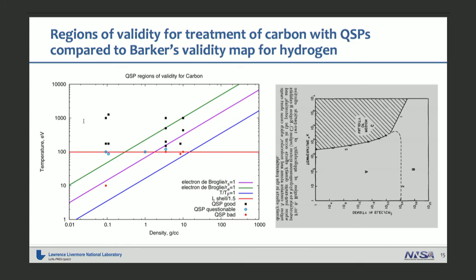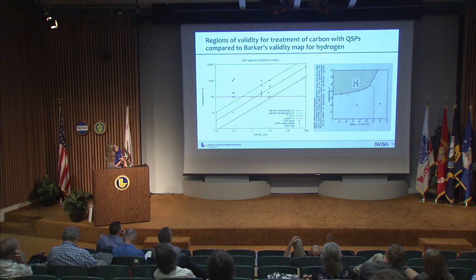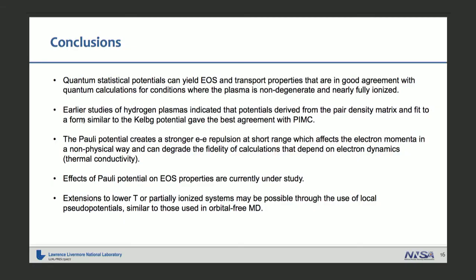If I look at Barker's plot, his region of validity is this area up here, and this is a degeneracy line, which I'm showing as this blue line here. It looks like I'm more or less agreeing with his assessment for hydrogen, that it applies to higher Z. At this stage, I'm looking at some other mixtures and other ions, but I will stop there. Thank you.